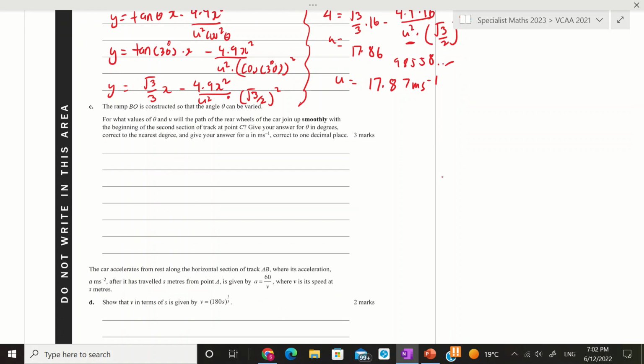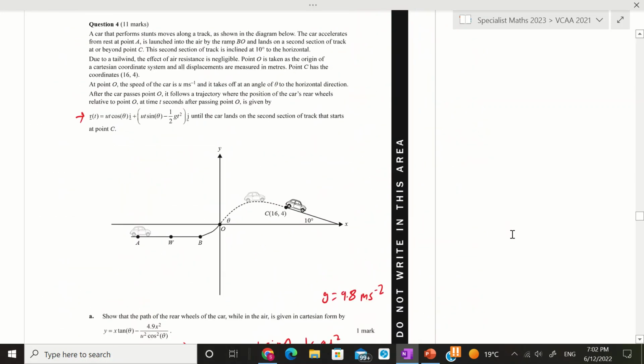So it says a ramp BO is constructed so that the angle theta can be varied, and for what values of theta and u will the path of the rear wheels of the car join up smoothly. So smoothly here is the key word that we have to take into account. Okay, just before we go on, let's go back up to the diagram and think about what the word smoothly means.